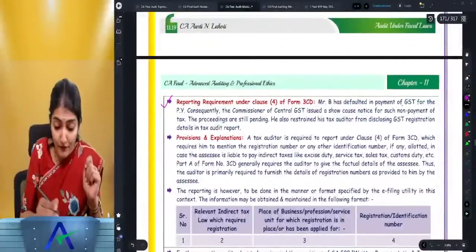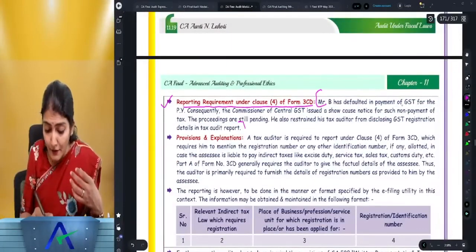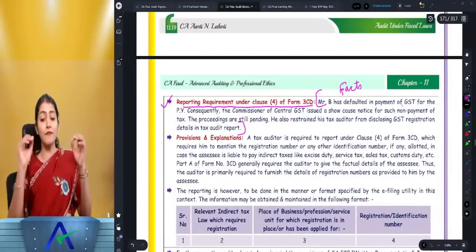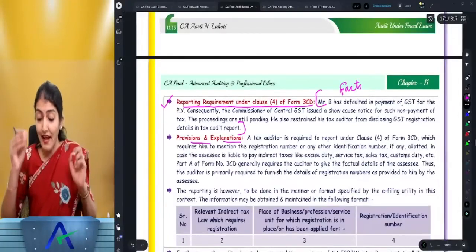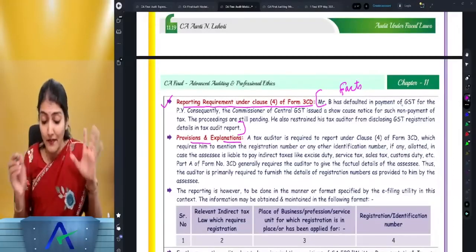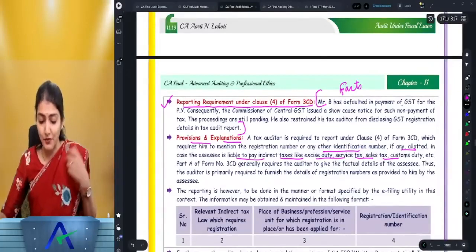So what is the format of the answer? Reporting requirements under clause 4 of Form 3CD, under which you write down the facts of the case. Then you write down the provisions and explanation. A tax auditor is required to report under clause 4 of Form 3CD whether the assessee is liable to pay any indirect taxes like excise, service tax, sales tax, customs duty, etc.